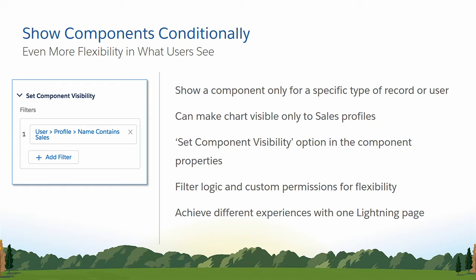Another thing you can do here is actually show a different version of a component to different user groups. And you could do this by adding different versions of the component to your page, and then setting up the visibility so that each group only sees one version. So with this, we can actually achieve very different user experiences all within one Lightning page.